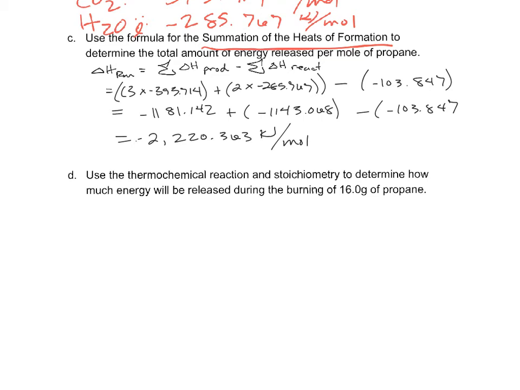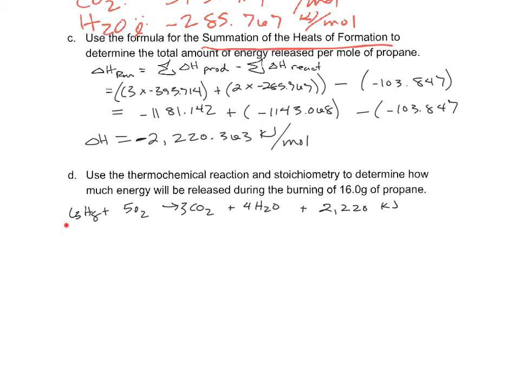So if this delta H is negative, that means that energy is produced, which should make sense. When you burn something, energy is released. So you have propane plus 5 oxygens produces 3 carbon dioxides and 4 waters, and the 2,220 kilojoules. So that means for 1 mole of propane, you release 2,220 kilojoules.